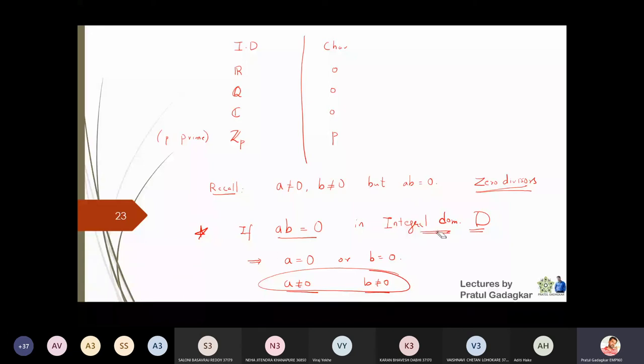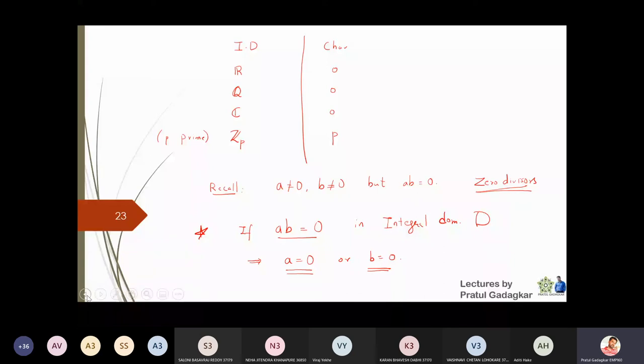But we know that we are working in an integral domain. So if in an integral domain the product of two numbers comes to be zero, I can surely say that one of the numbers has to be zero. Both also can be zero, but both non-zero cannot be allowed, because if both are non-zero, then you will get zero divisors in that integral domain, which is not possible.